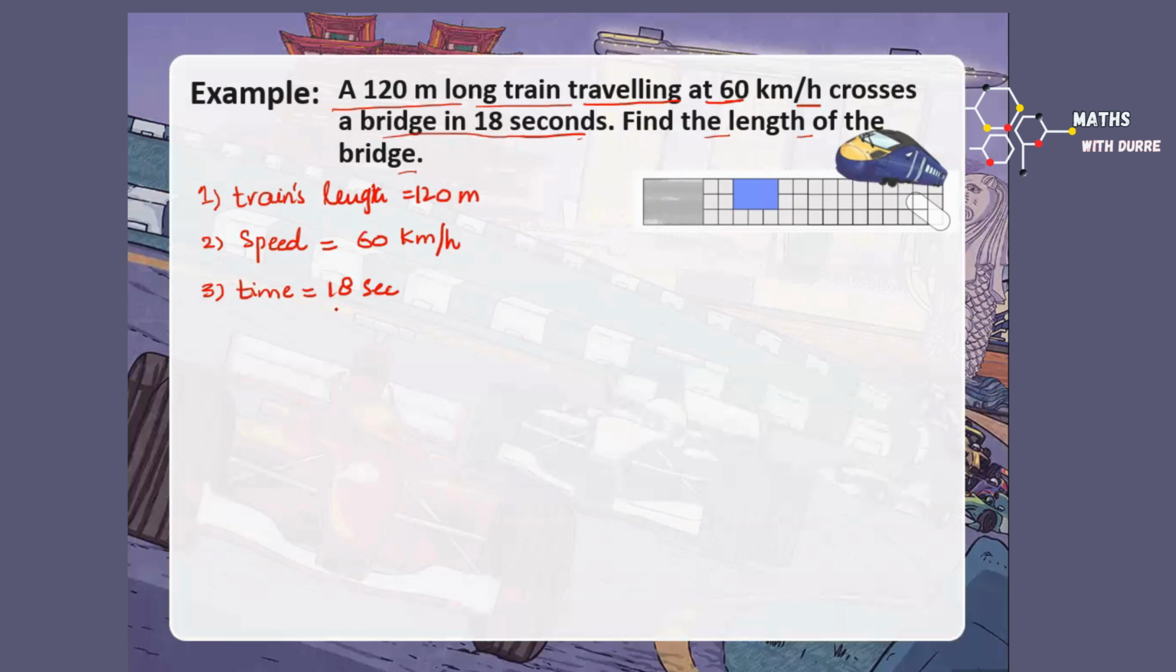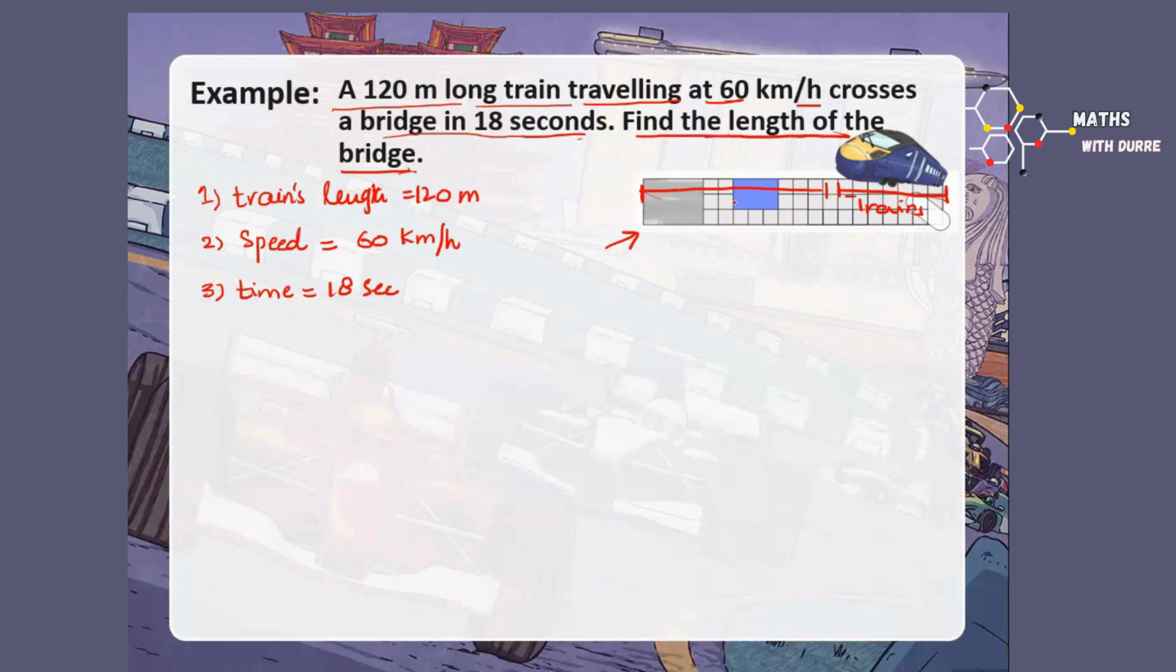Before moving towards the next step, we should understand what we need to find. Find the length of the bridge. Here is the bridge. Okay. It is the length of the train, right? It is the train's length. And it is the length of the remaining part of the bridge.